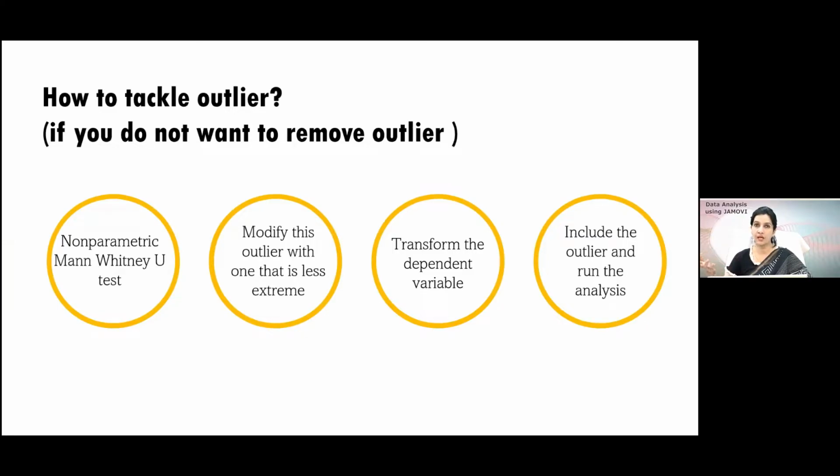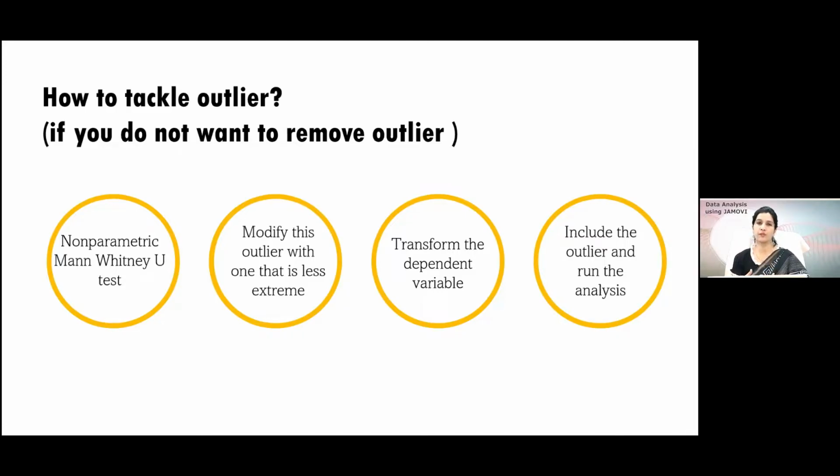So how to tackle the outlier? If there are a large number of outliers, you can apply the Mann-Whitney test, which is the non-parametric analog of the independent sample t-test. You can modify the outlier with a value which is less extreme. That means you can arrange the values, and just below the highest one there will be another value. So you can replace the highest value with the value one step lower, or you can transform the dependent variable. For transformation, we generally do the log transformation. Or you can include the outlier and run the analysis.